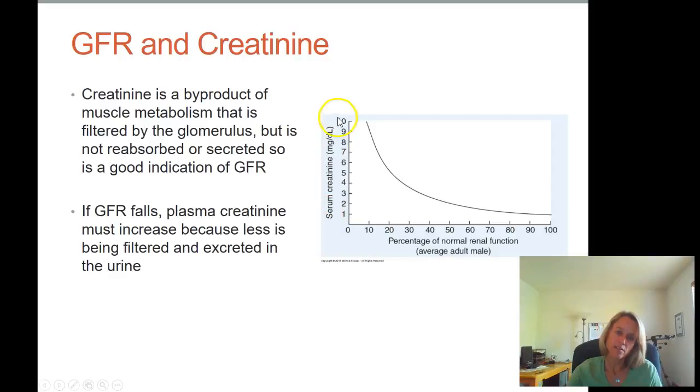So this plots serum creatinine levels in the blood against percent of normal renal function. So we can see that as our GFR declines, so this is declining GFR, decreased function, plasma creatinine level increases. And this is because less is being filtered, and that means less is being excreted. More is staying in the blood.